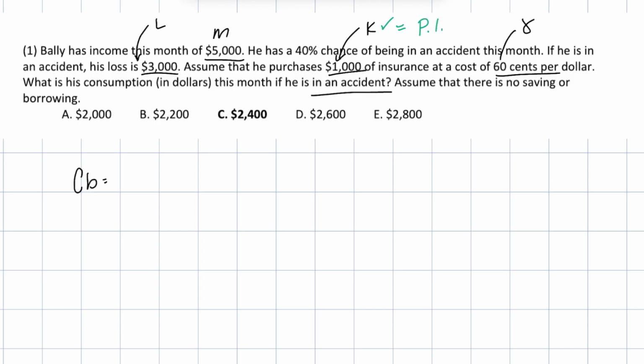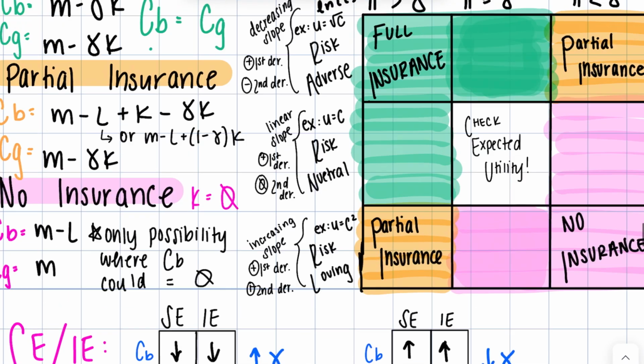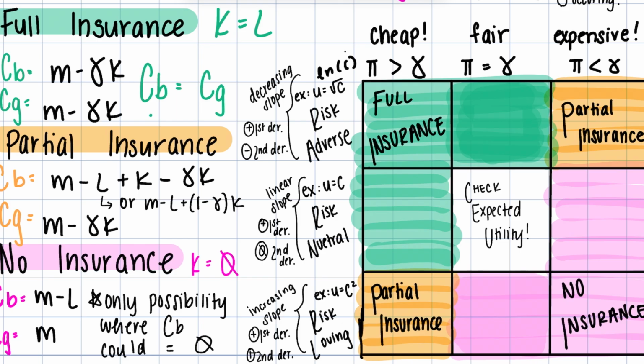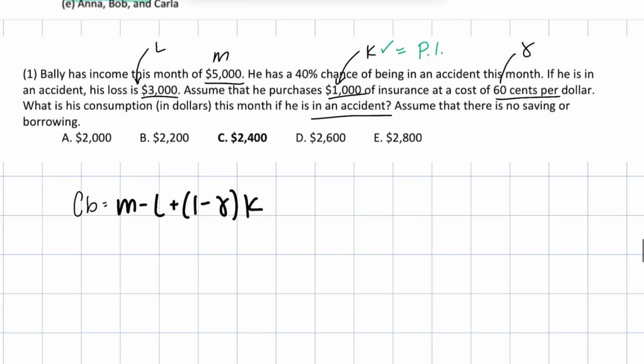So since we know that he is partially insuring, we're going to go ahead and use that partial insurance equation in the bad state. So we're going to use either of these equations for consumption in the bad state. I'm going to go ahead and use this one. So we know right here that our income was $5,000. We know that our loss was $3,000. 1 minus, we know that gamma was 60 cents per dollar, so 0.6. And then we know that our K was 1,000.